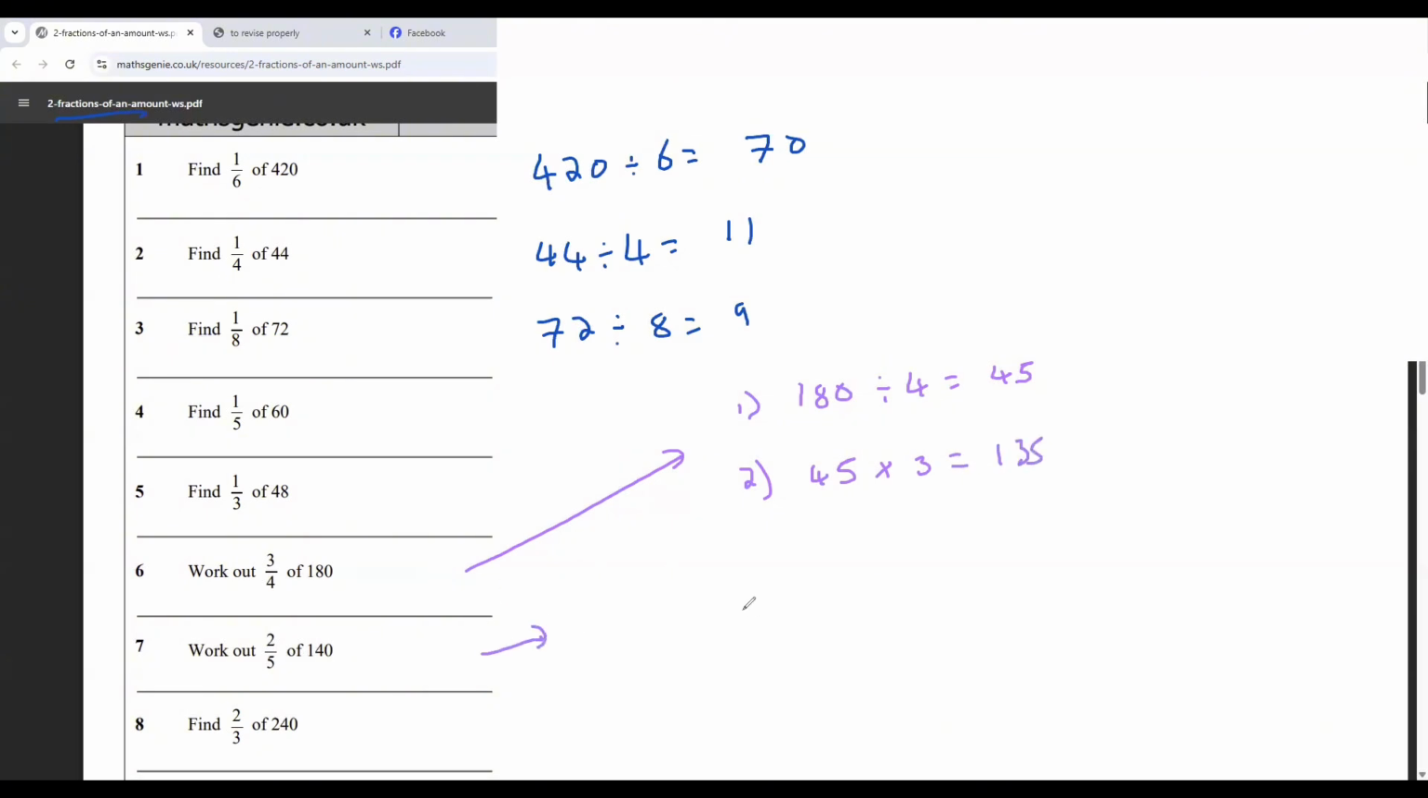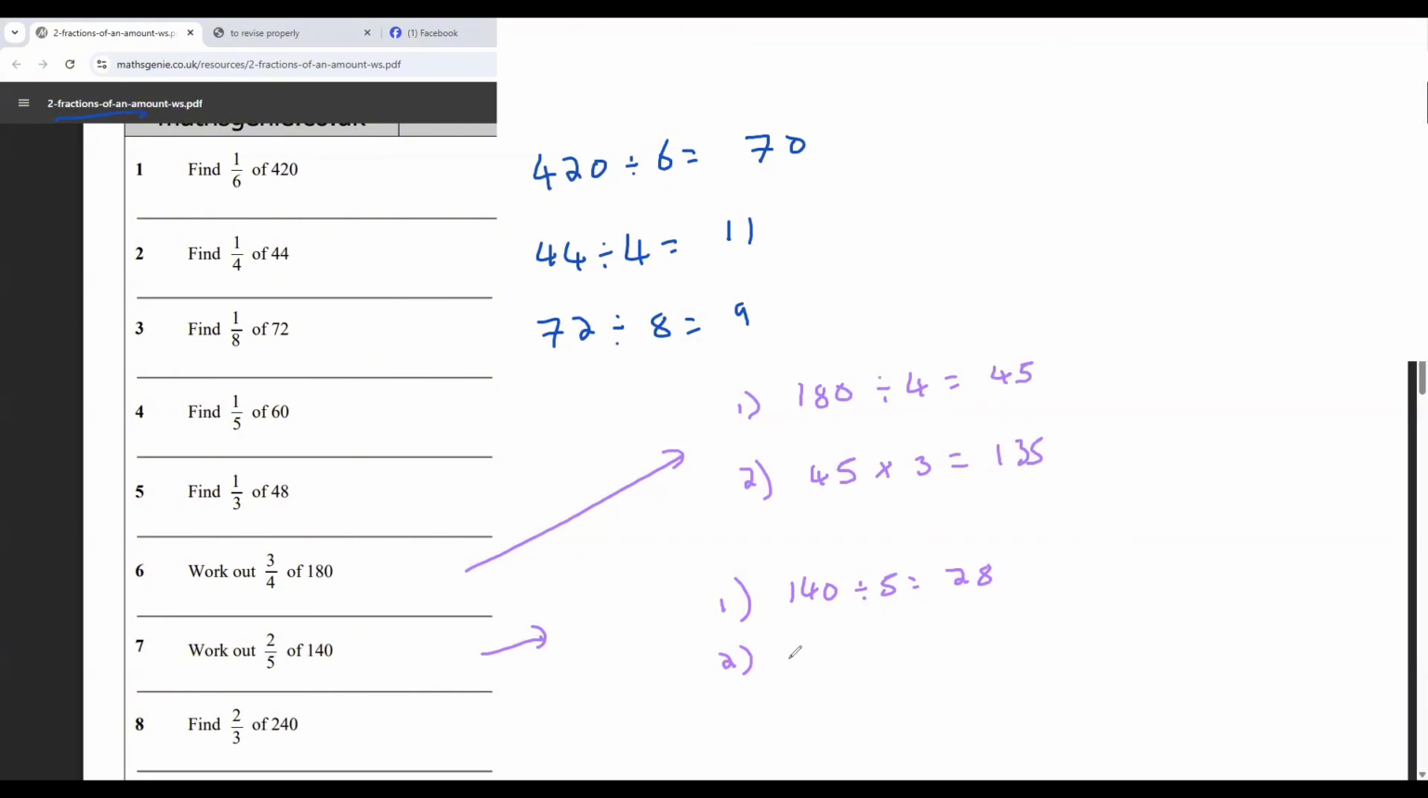Okay, let's do one more example. This one, 2/5 of 140. What this means is, let's take the 140 and divide that by the 5. So 140 divided by 5 is going to get us 28. Again, you can use the bus stop method for that, or use your calculator, depending on what type of question it is.